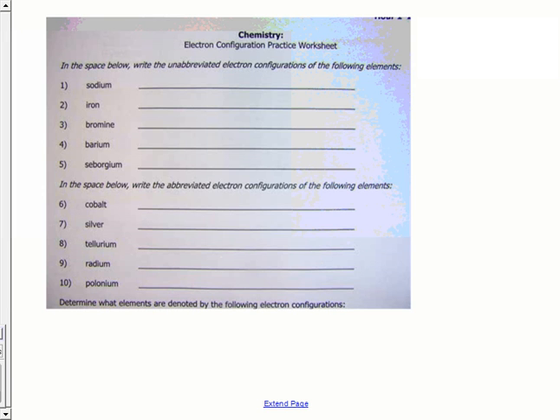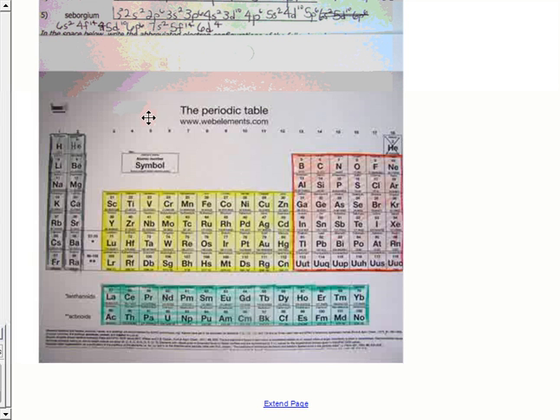And we went through and we discussed sodium and iron, bromine, and barium as well. And I left off on seaborgium. Seaborgium is going to be a longer one because we have to go down to the F level for that one. So we're going to do 1s2, 2s2, 2p6, 3s2, 3p6, 4s2, and then remember we have to go down that -1 for the D level. So this is going to be 3d10.